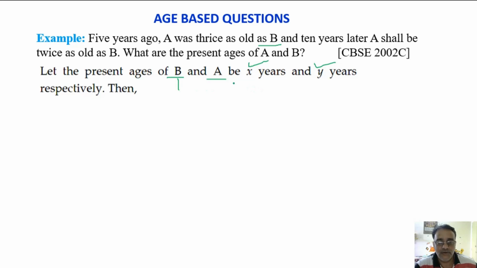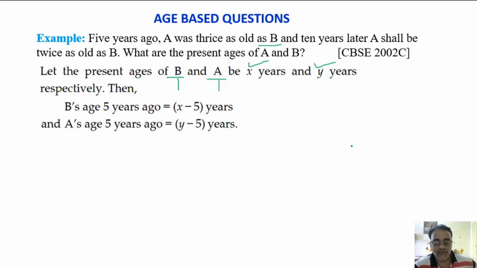X minus 5. Right. What is the age of A 5 years ago? Y minus 5. Right, y minus 5. Now, according to the question, it is given that A was thrice as old as B. So, y minus 5 is equal to 3 times x minus 5. Is this clear? Yes, sir.